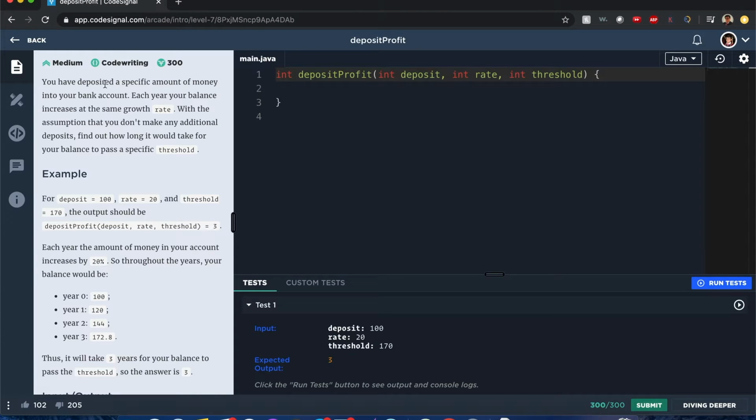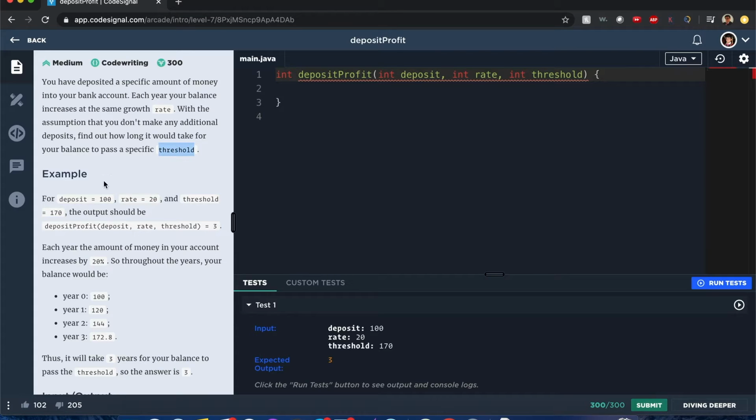All right, so you have deposited a specific amount of money to your bank account, and each year your balance increases at the same growth rate, with the assumption that you don't make any additional deposits. Find out how long it would take for it to pass a threshold.